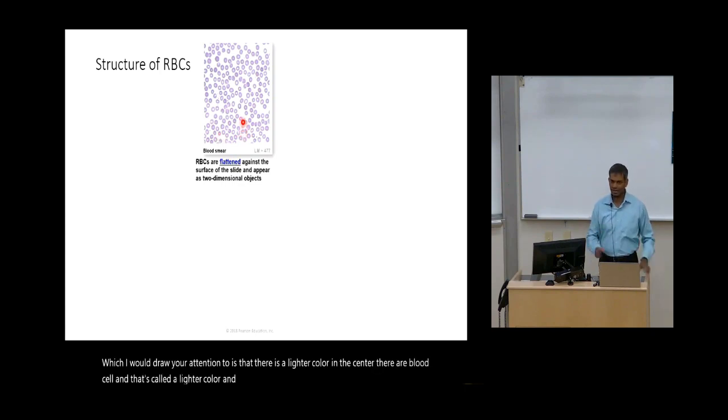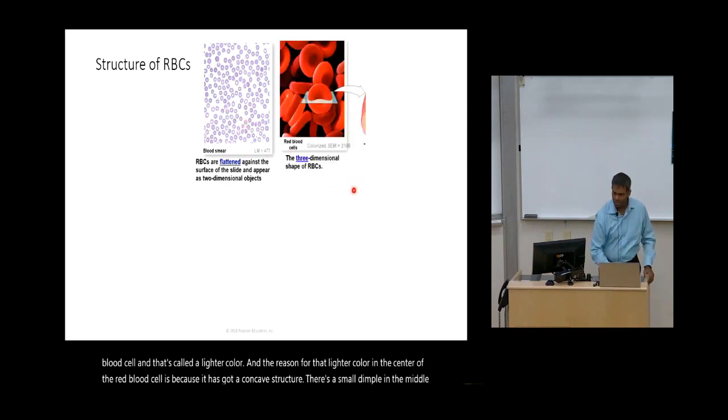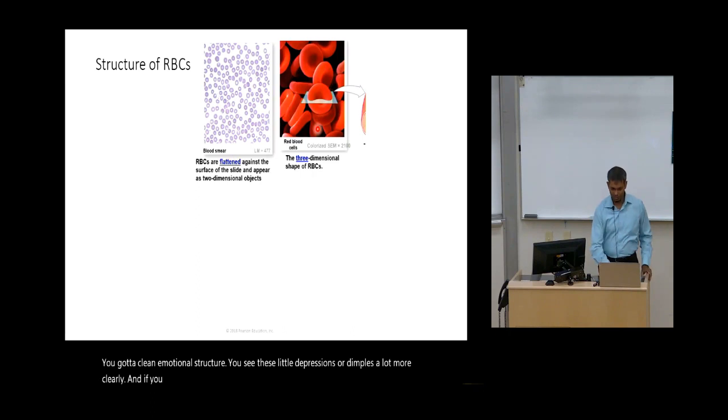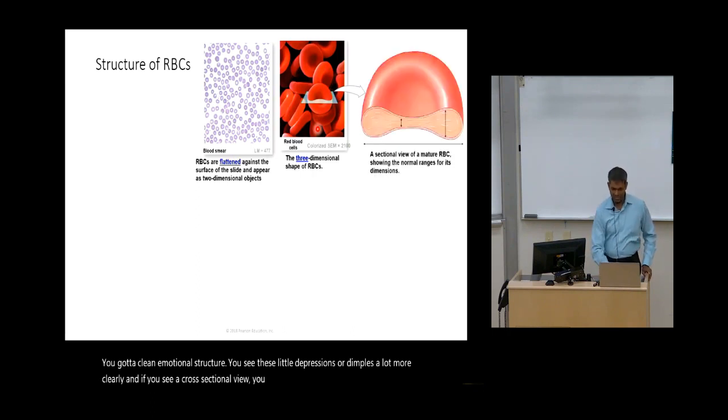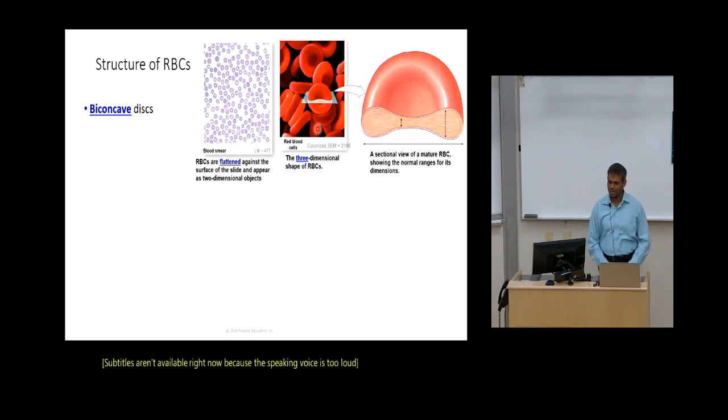The reason for that lighter color in the center of the red blood cell is because it has a concave structure. There's a small dimple in the middle. If you look at a three-dimensional structure, you see these little depressions or dimples a lot more clearly, and if you see a cross-sectional view, you notice that it actually has a biconcave structure. It's concave on both sides, and so it forms a biconcave disc.